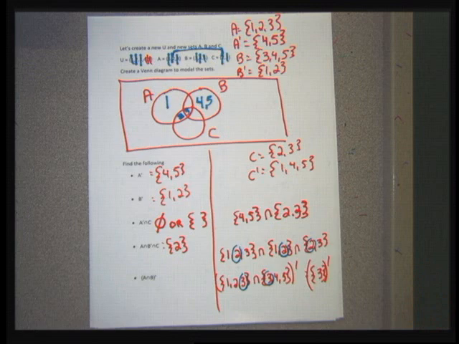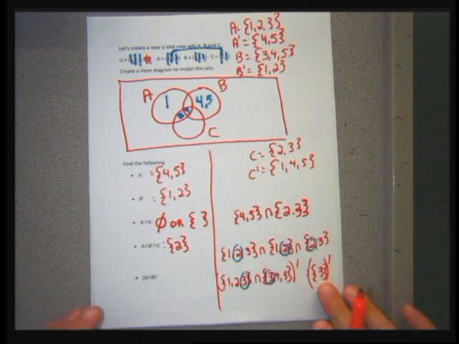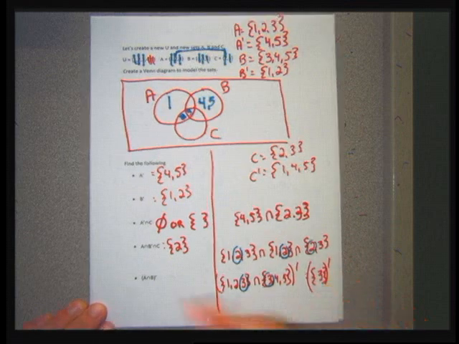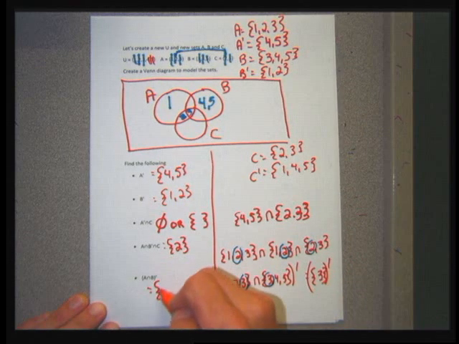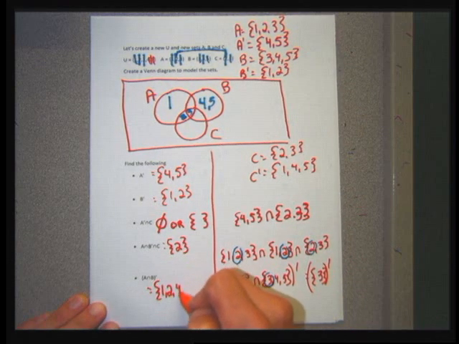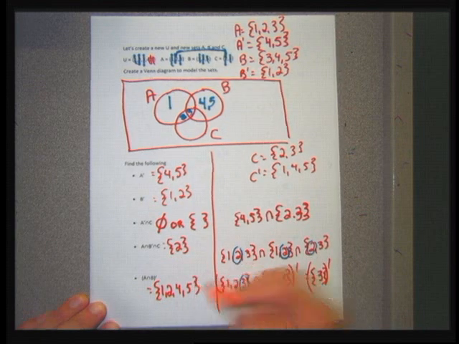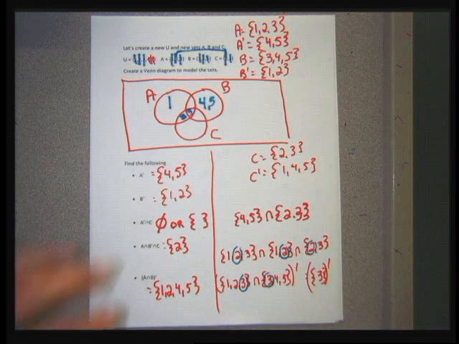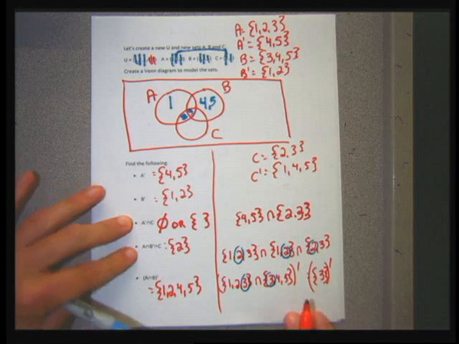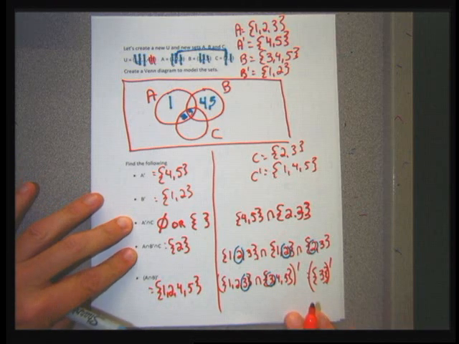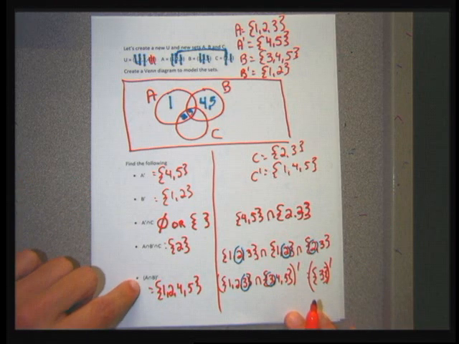The prime of a set is every number in the universe that's not in that set. The universe is the numbers 1 through 5. This set just has 3. The prime of that is the whole universe except for 3, so 1, 2, 4, and 5. So those are the answers to the interesting parts: A prime intersection C, A intersection B prime intersection C, and A intersection B prime.